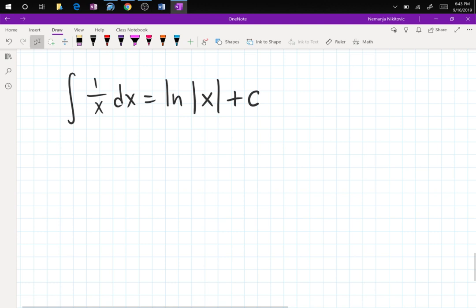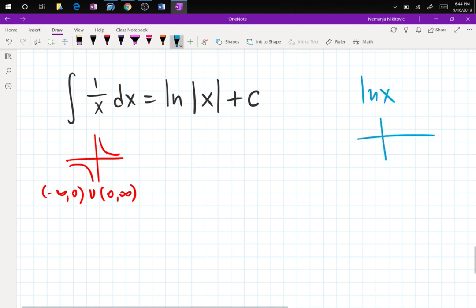What is the domain of 1 over x on the left-hand side? Let me draw 1 over x. So what's the domain? All of the negative numbers united with all of the positive numbers, right? What is the domain of ln x without absolute values? Only positive numbers, right?